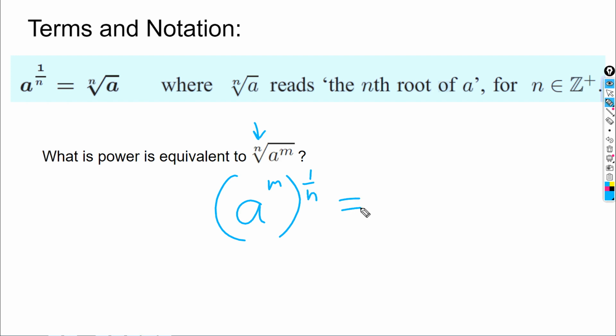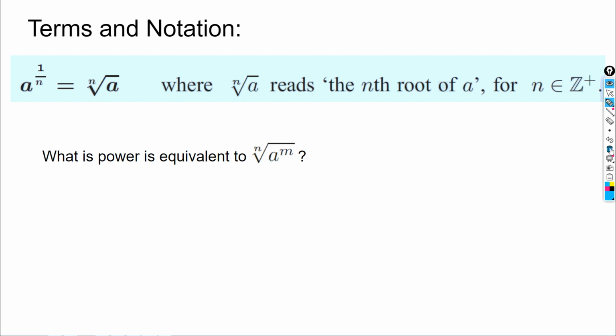Well, now I've got a power of a power. So what am I going to do with these two exponents? Since there's only one base, they are going to have to be multiplied. And we can just think of this as m over 1 and multiply straight across. So you'd have a to the m over n. So what's a simpler way to think about this?